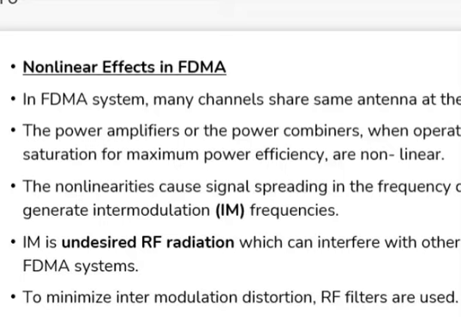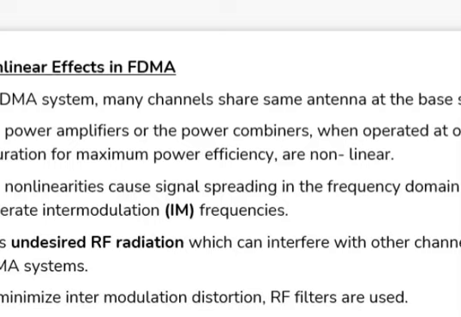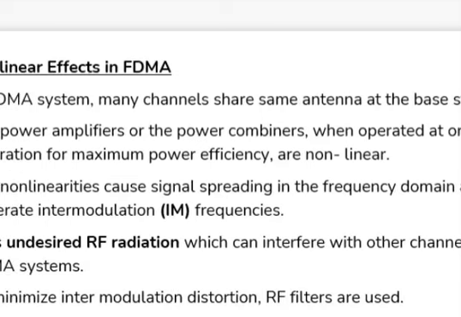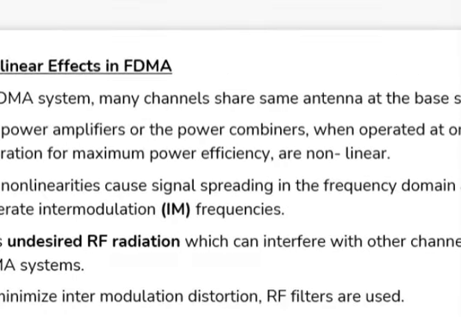Then, how can we calculate the number of channels in a frequency spectrum? The number of channels that can be simultaneously supported in an FDMA system is given by N equals Bt minus 2B guard divided by Bc, where Bt is the total spectrum allocation or bandwidth, B guard is the guard band allocated at the edge of the allocated spectrum, and Bc is the channel bandwidth.